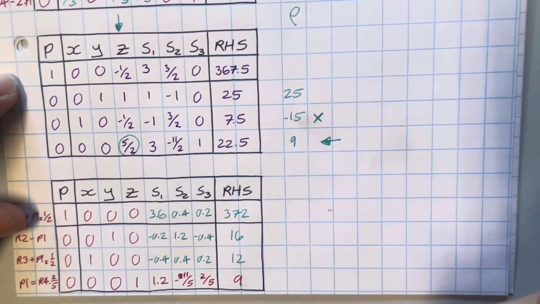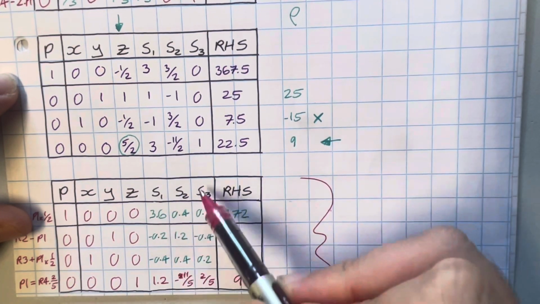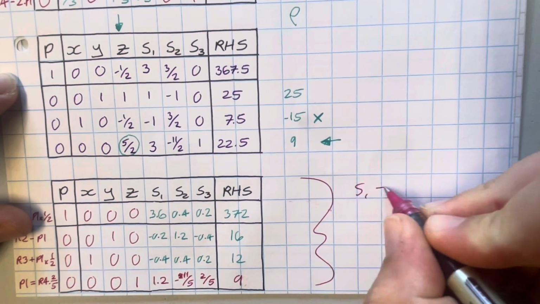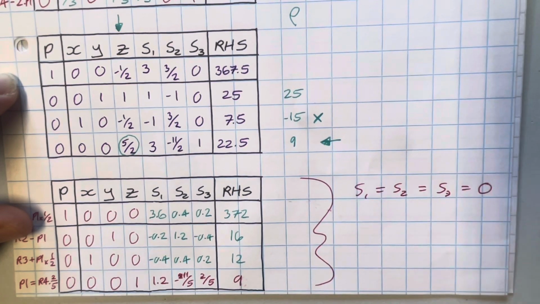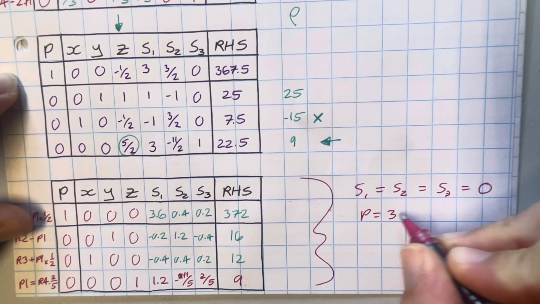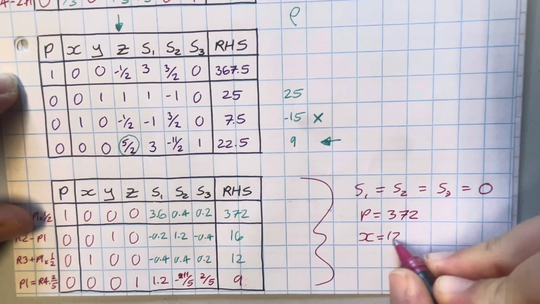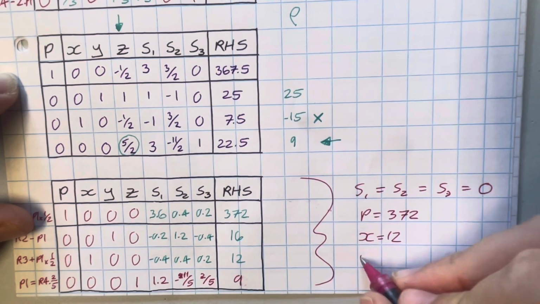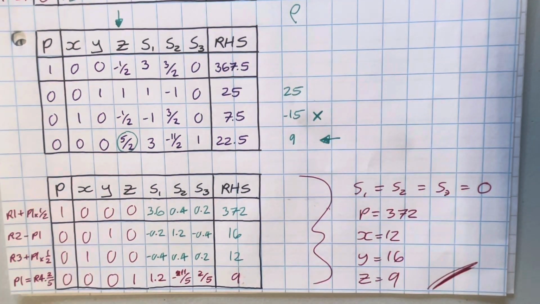To extract the solution, we can set S1, S2 and S3 to 0 because these are 3 columns that are full of junk. So S1 equals S2 equals S3, which equals 0. And then that leaves P as being 372. X is 12. Y is 16. And Z is 9. And that's the optimal solution to the linear programming problem.